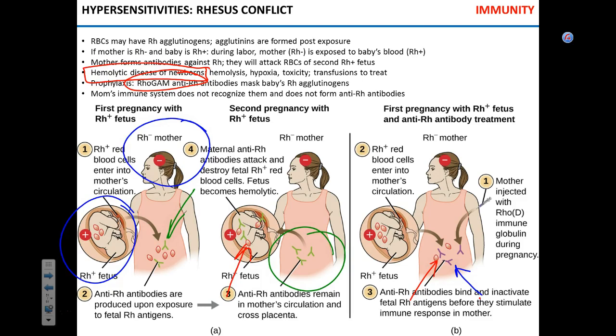When was this injection created? I don't know. My kid's 23 and I got it when I was pregnant with him, so at least that far. Okay. Oh yeah. A lot of things actually, yeah.